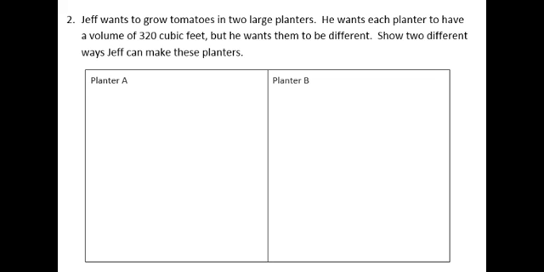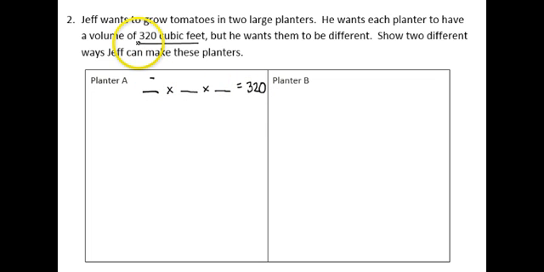The next section says Jeff wants to grow tomatoes in 2 large planters. He wants each planter to have a volume of 320 cubic feet, but he wants them to be different. And we're to show 2 different ways Jeff can make these planters. Well, since the volume has to be 320 cubic feet, I know if I take my length times my width times my height, I have to get an answer of 320. So I need 3 numbers, and when I multiply them, I get 320.